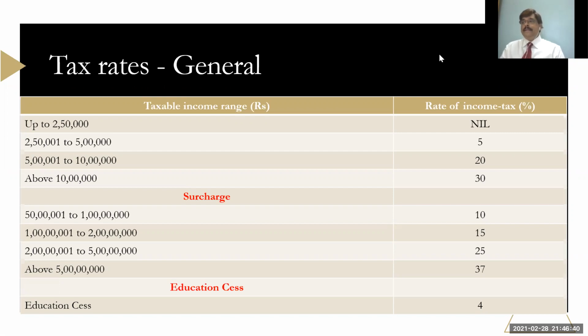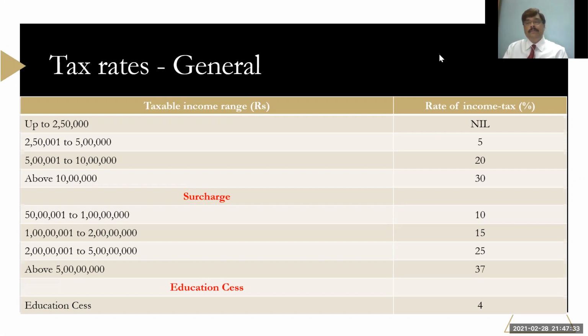Now, let us see tax rates applicable for financial year 2021-22. When we say income tax, it means the core income tax rate plus surcharge plus education cess. Both surcharge and education cess are additional. In this slide, we have restricted tax rates as applicable to individuals. You will see that for individuals, there are four slab rates. If the income is up to ₹2,50,000, then there is no tax payable.